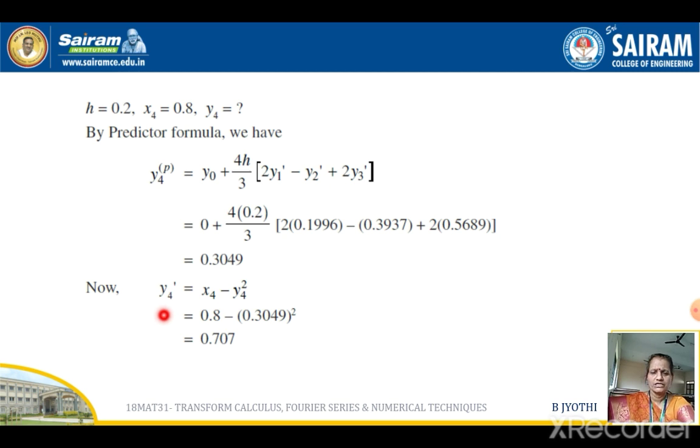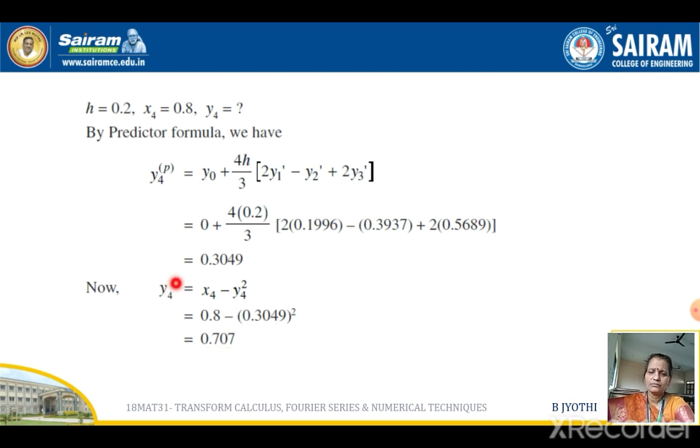Fine, that is 0.1 plus 1.1. On simplification, we get 1.11 as the value of y1 of 1. Now, let's go for the improved value of y, that is y1 of the second iteration.